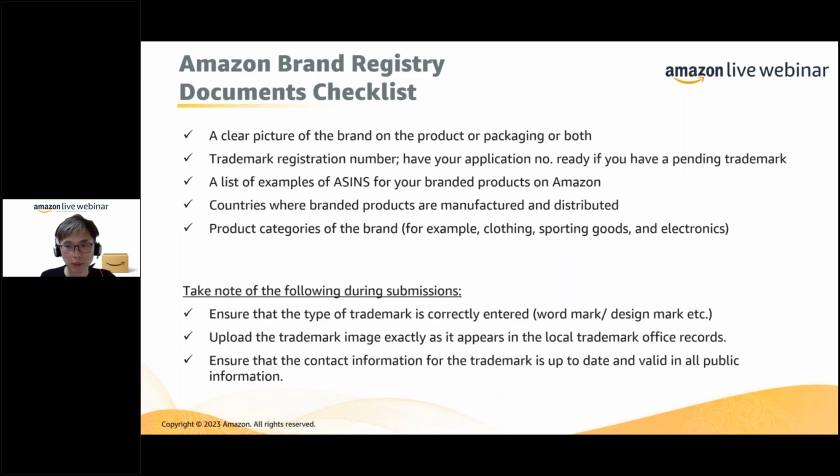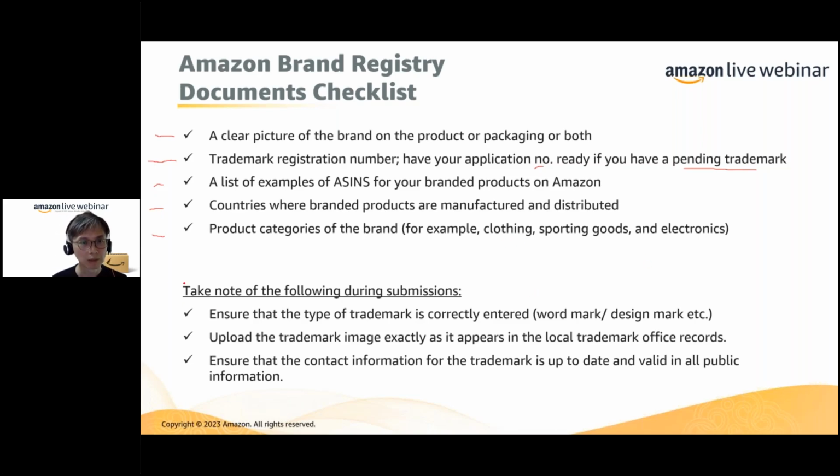Now we will go into the step-by-step guide. First of all, these are the checklists to prepare before you kickstart the brand registry enrollment process. Ensure you have a clear picture of the brand on the product or packaging, or both. Ensure you already have your trademark registration number, or your application number if you have a pending trademark. Then a list of example ASINs for your branded products on Amazon, the countries where your branded products are manufactured or distributed, and the product categories of the brand, is it clothing, sporting goods, electronics, etc.